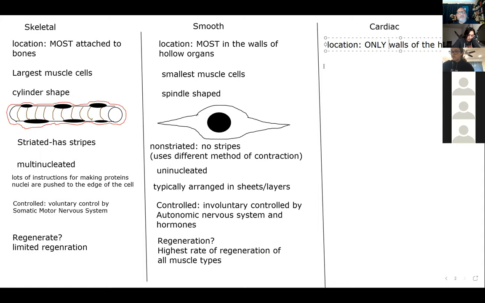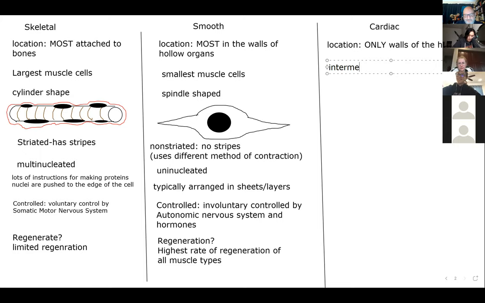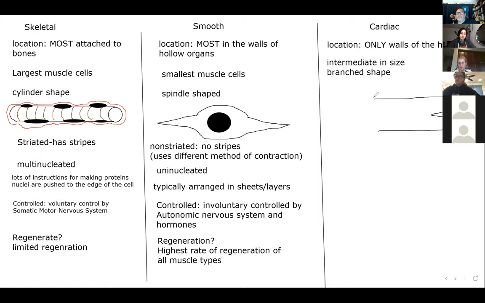Now, if skeletal is the largest and smooth is the smallest, what does that make cardiac? Intermediate. It is going to be intermediate in size. And it has its own unique shape, what we call a branched shape. So again, we may have a centrally located portion of it, but that can branch to form multiple connections with multiple other cells. So it has this branching shape to it.